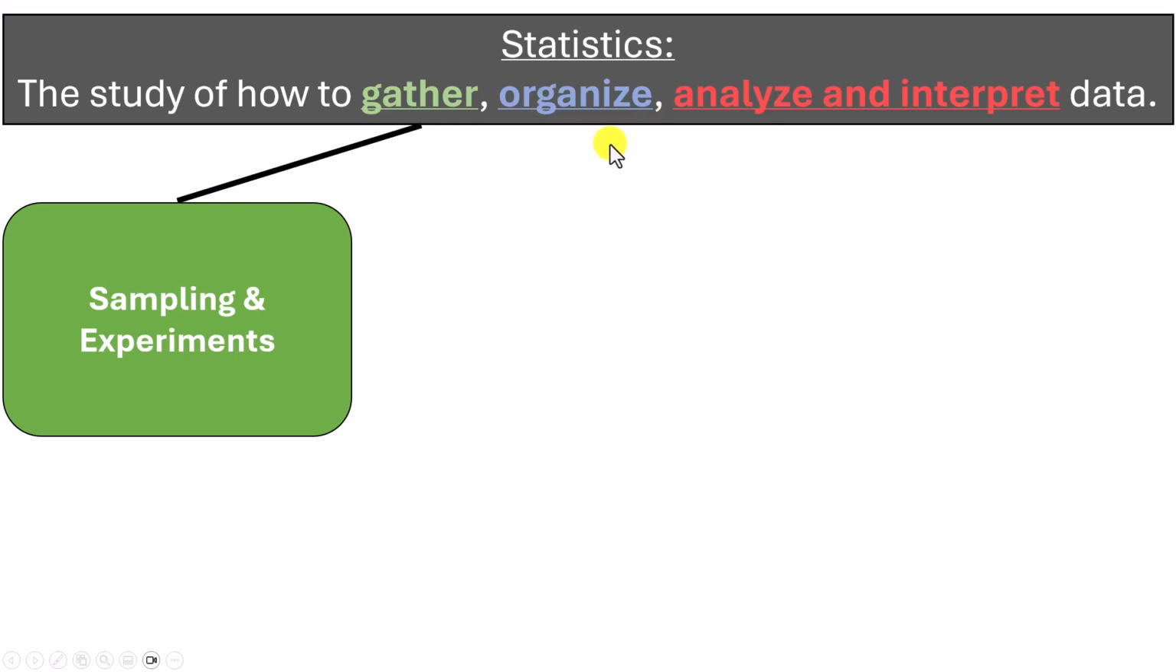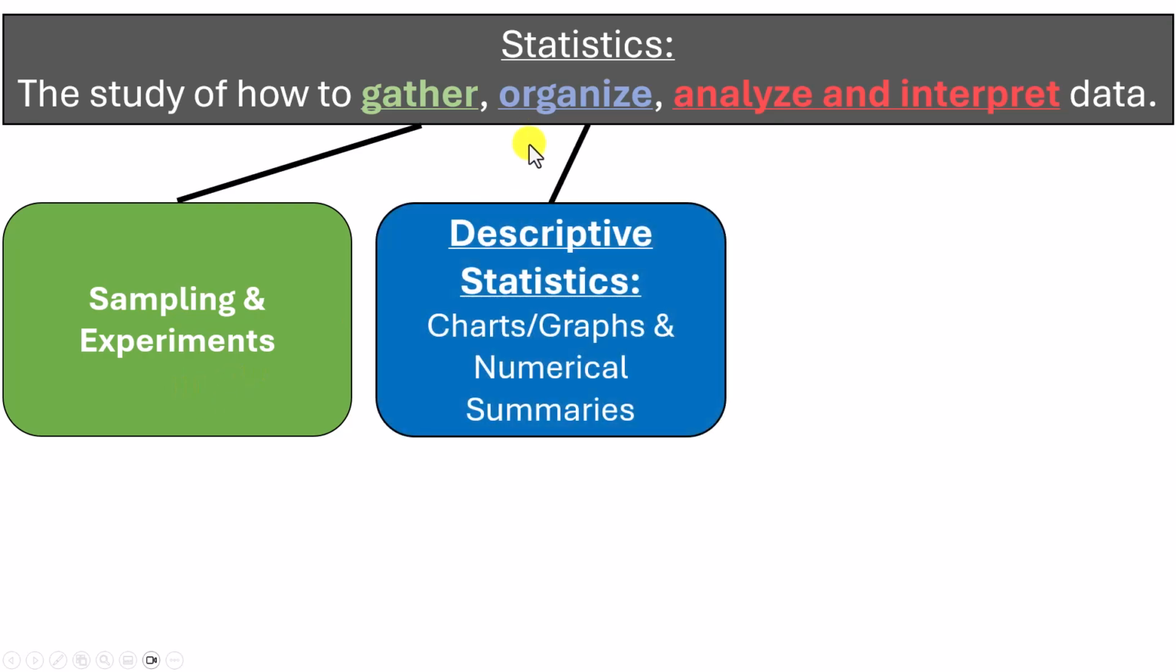Before we can organize, analyze, and interpret the data, we have to gather that data in some way, which is usually thought of as being the realm of sampling and experiments. Once we have gathered the data, we may want to organize that data in some way, which is usually lumped into the category which we call descriptive statistics, or describing your information or your data. This includes things like creating charts and graphs to summarize your data, as well as other types of numerical summaries, like calculating an average or a standard deviation or other things like that to summarize your data.